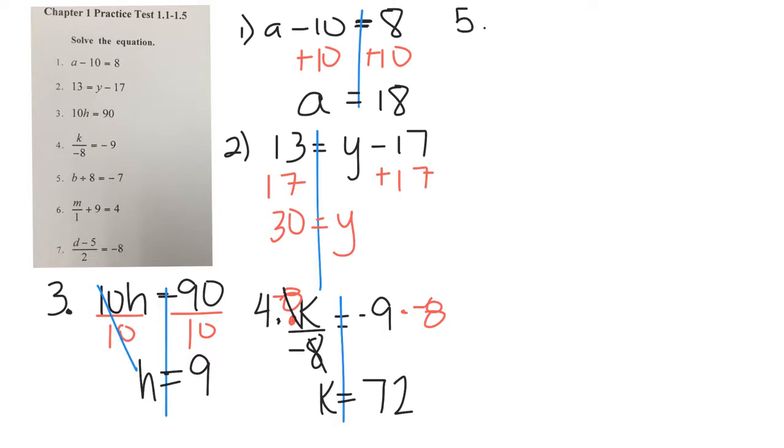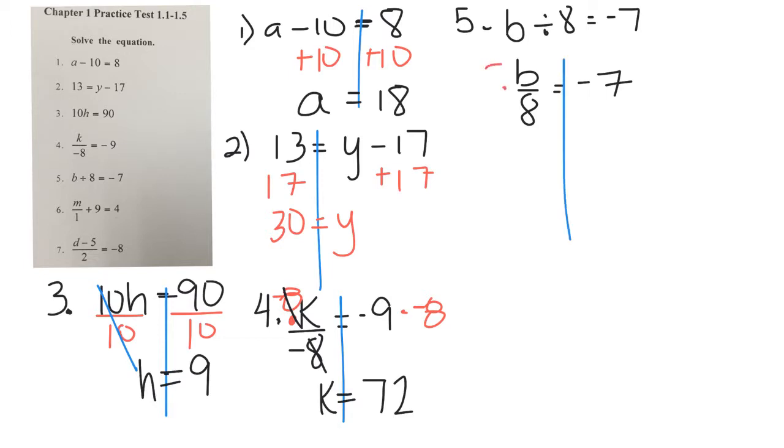Number 5 is b divided by 8 equals negative 7. I don't really like it written this way, but I couldn't change it in the test generator. So really you would see it more like this on the test. b over 8 again. The opposite of division is multiply, so we're going to multiply by 8. And in this case, a negative times a positive is negative, so negative 56 is your b.